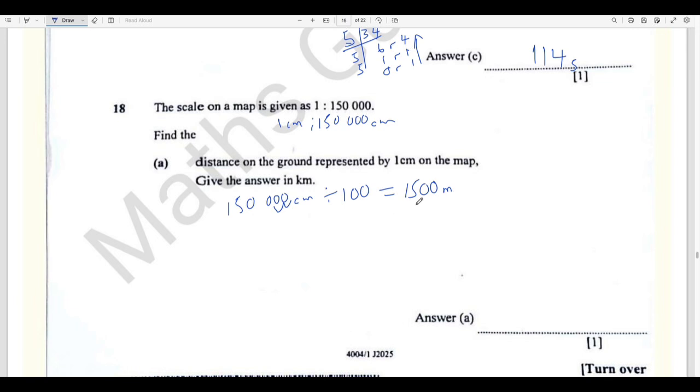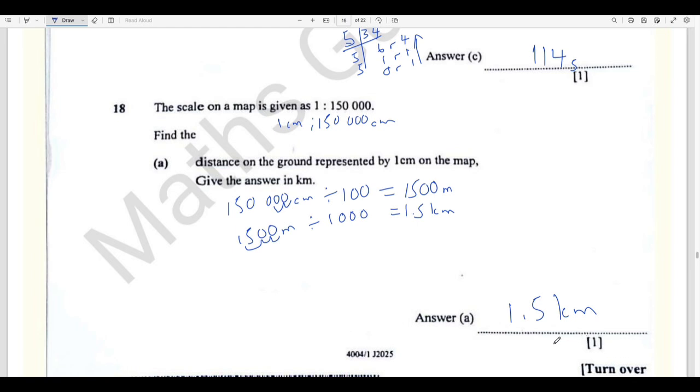So we can do the long way of first dividing 150,000 centimeters by 100 to find the number of meters, which is 1,500 meters. Then we divide by 1,000 to get the number of kilometers, since there are 1,000 meters in a kilometer.